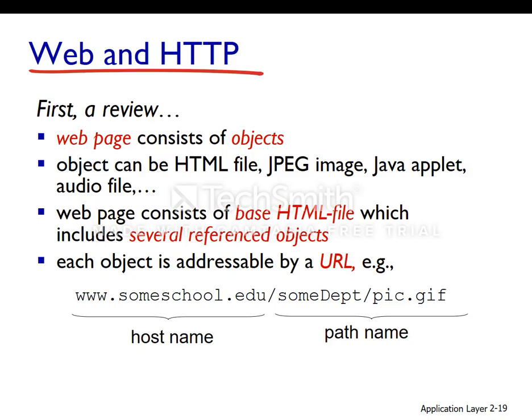These objects can be things ranging from HTML files to a JPEG image, Java applets, audio files, the list goes on. Now, a web page will typically consist of a base HTML file and then several objects that are referenced from that base HTML file. Each object is going to be addressable by a URL, such as www.someschool.edu and then the /somedepartment/pic.gif. The first part is the host name, and the next part is basically the path name of the object we're trying to get.